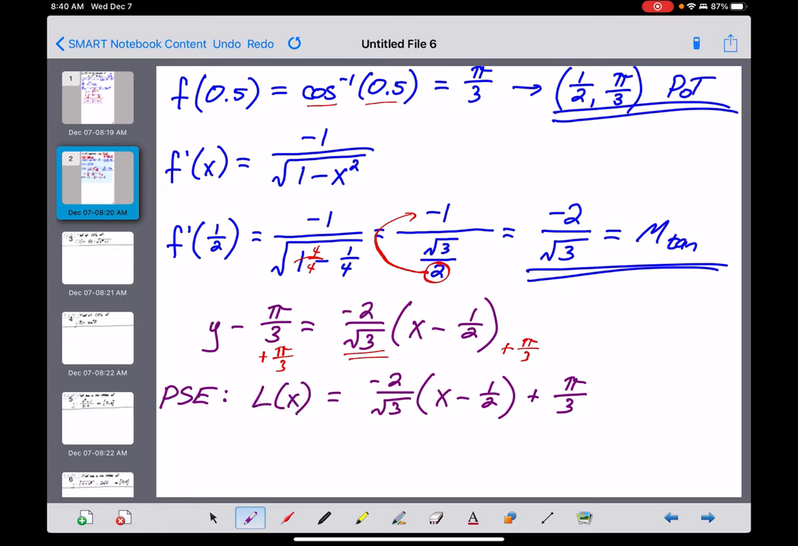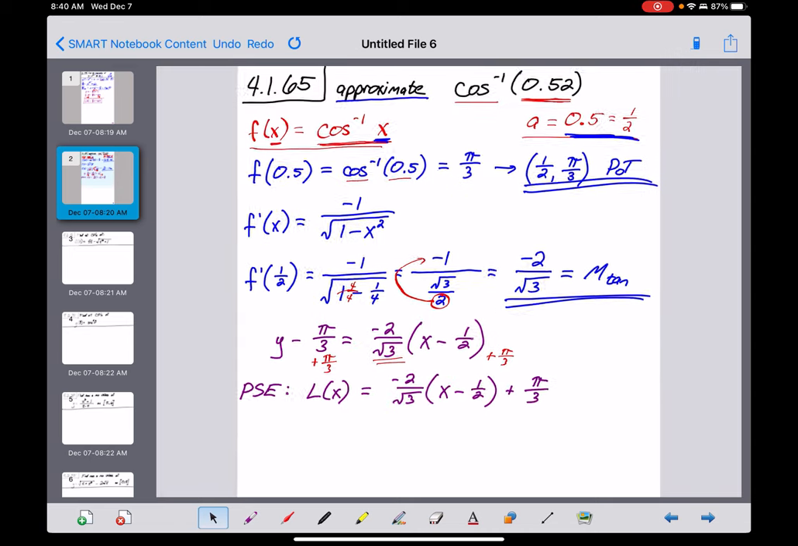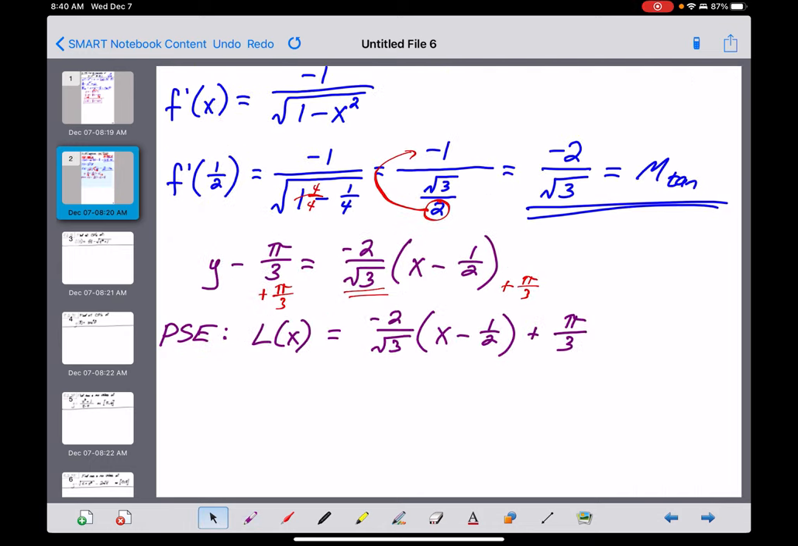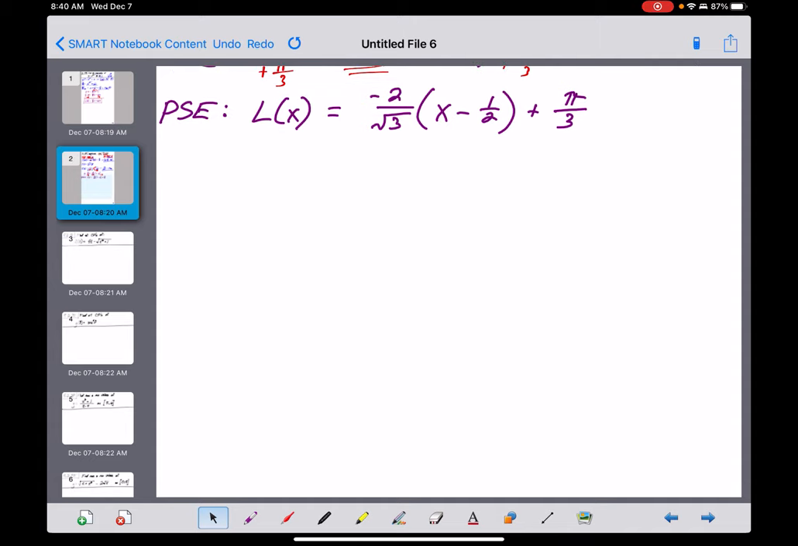So in the previous batch of problems, this is where you would have quit. But now what they want us to do, everybody, remember, look at our directions, is to approximate the value of inverse cosine of 0.52. So I'm going to write something that seems insignificant here at the end, but here goes. We're trying to figure out the inverse cosine of 0.52. That is the same thing as saying, what is f of 0.52?